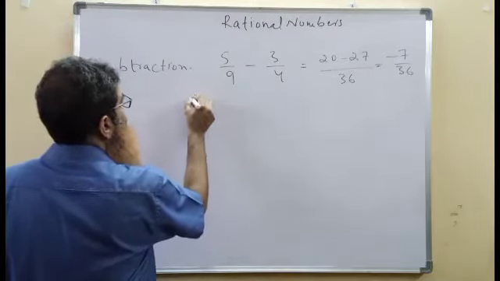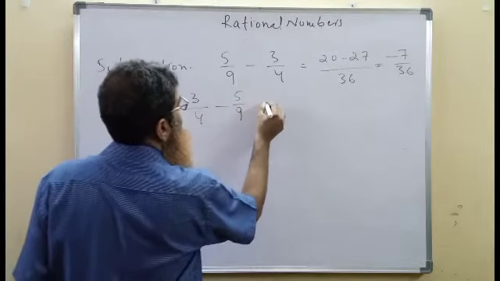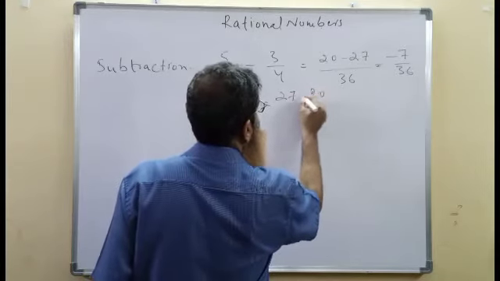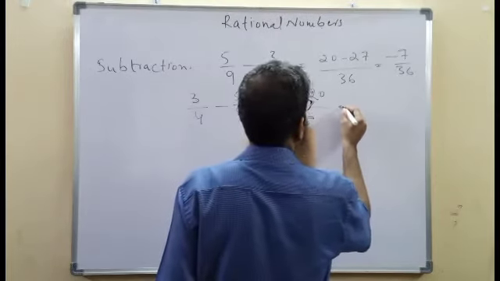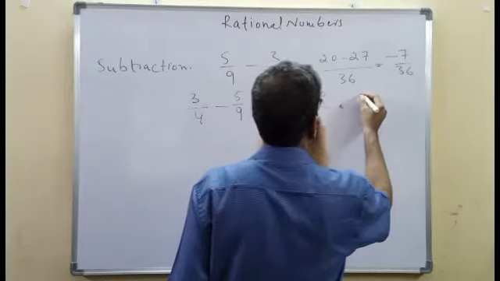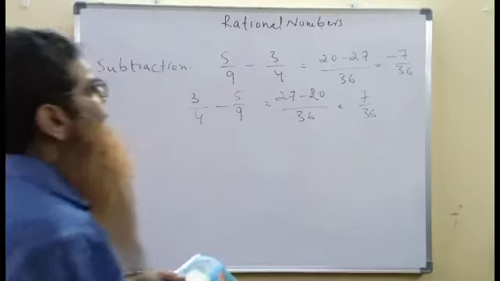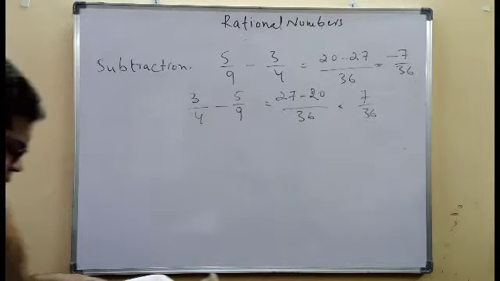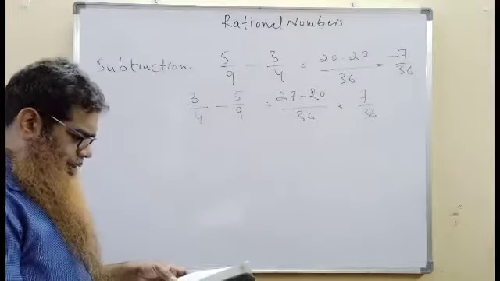Now let's do it in reverse order. 3 by 4 minus 5 by 9. 9 3s are 27, 4 5s are 20, 4 9s are 36. 27 minus 20 is 7 by 36. Again, it's a rational number. So, we find the difference is also a rational number for any two rational numbers. The rational numbers are closed under subtraction.